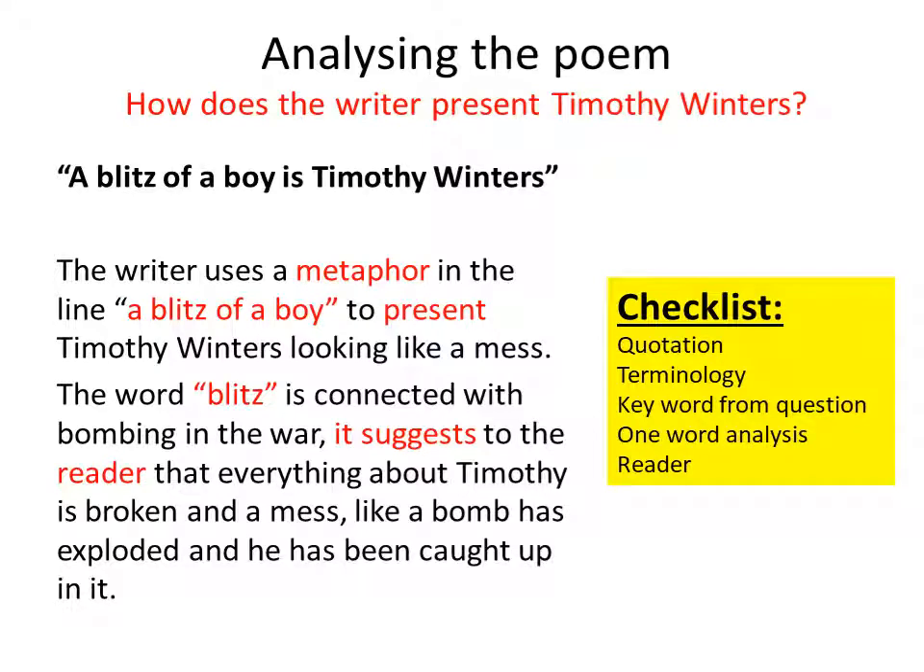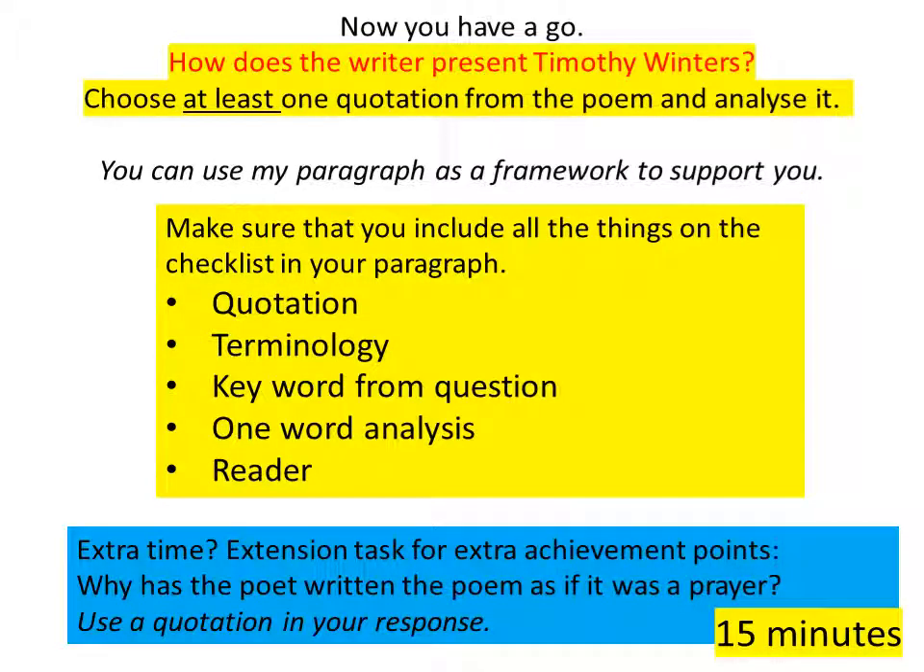So as you've noticed, we've got a quotation, terminology, keyword from the question, one-word analysis, and impact on the reader. Now you have a go. How does the writer present Timothy Winters? Choose at least one quotation from the poem and analyse it. You can use my paragraph as a framework to support you. Make sure you include quotation, terminology, keyword from the question, one-word analysis, and the reader.